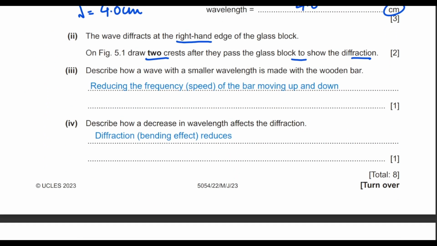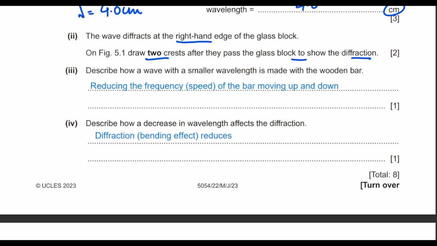Okay, describe how the wave with a smaller wavelength is made with a wooden bar. So if you want to reduce the wavelength, you reduce the speed of the bar. If it moves very frequently, the wavelength reduces. So we reduce the frequency of the bar moving up and down. Smaller wavelength means that if this is a wavelength from crest to crest, we want to reduce it like this one. So you reduce the frequency, you reduce the speed.